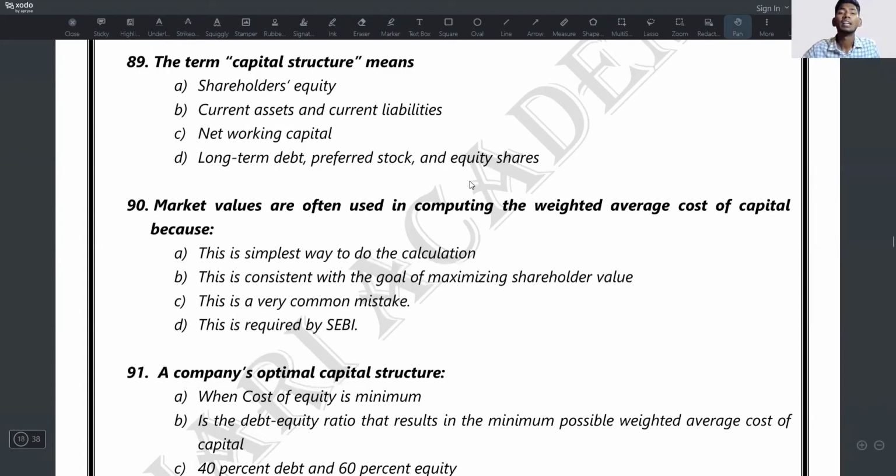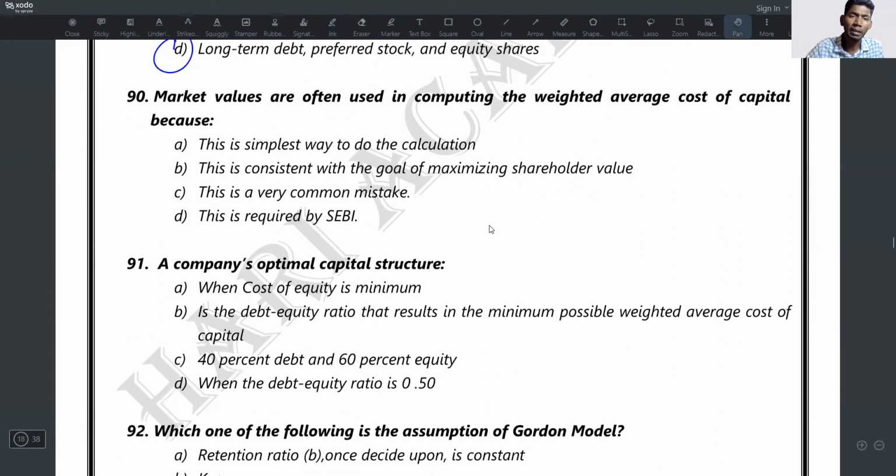So the term capital structure means, what does it mean? We have discussed in detail for what sake we are studying capital structure and what the components are here. Absolutely long-term debt, preferred stock and equity shares. These are the terms which we have discussed in capital structure, right?